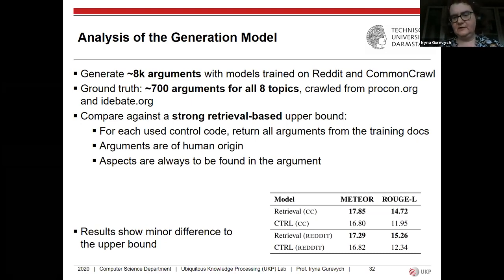In the results, which is the table depicted in the lower right corner, we can see that our model performs a bit worse than the retrieval-based baseline. However, this performance is still impressive in our opinion, given that our model is a fully automatic one. So it shows the strength of our architecture. And also it shows the success in generating sound aspect-specific arguments with our approach.